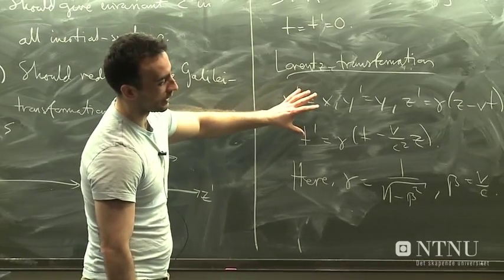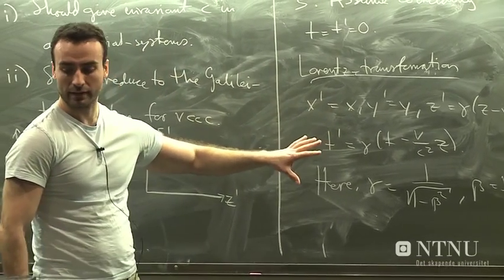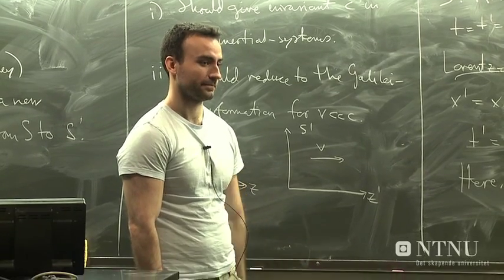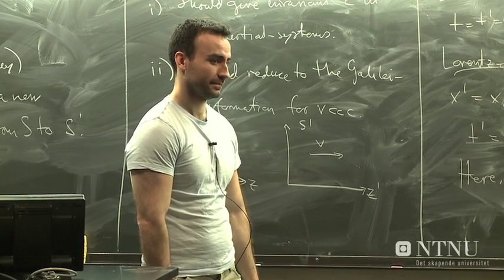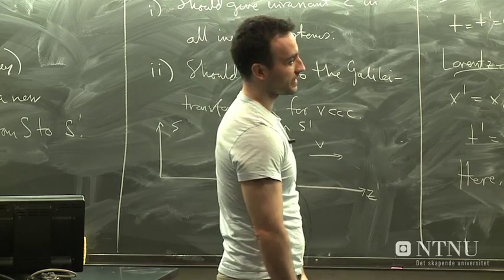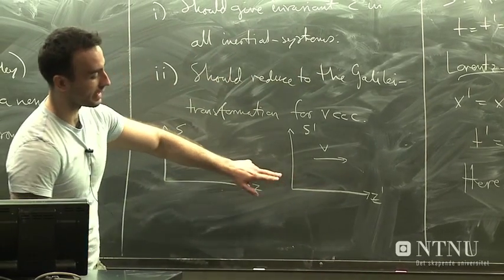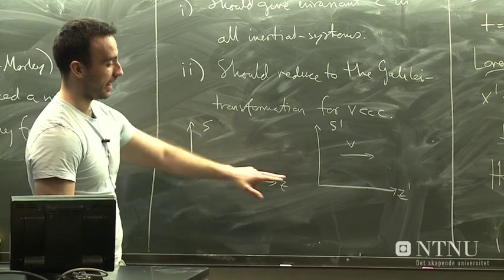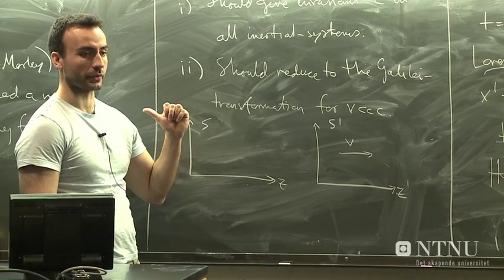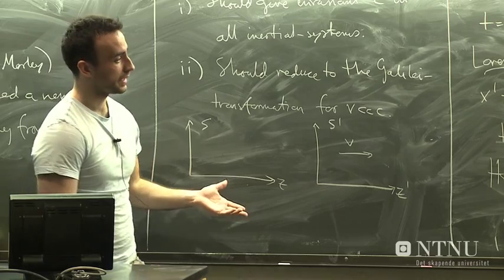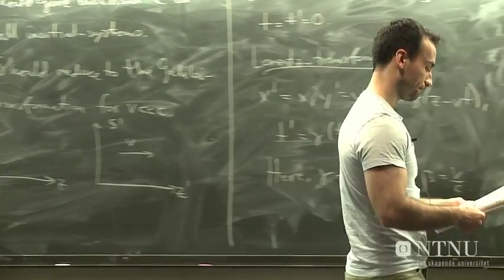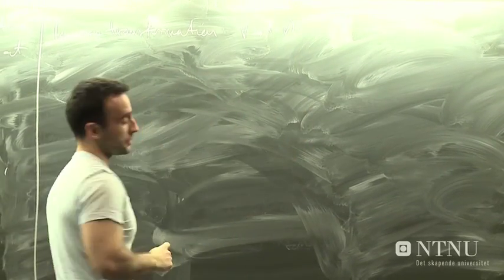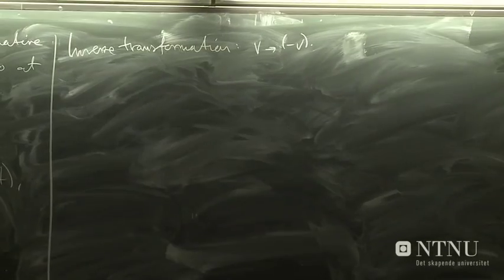So given this set of transformation rules, how can we obtain the inverse transformation? Changing the sign of the velocity. Yeah, it's as simple as that. Because if we are positioned here, then we are observing this system. As we see it, this system is moving in the opposite direction with the same velocity. So we get the inverse transformation just by changing the sign of the velocity.